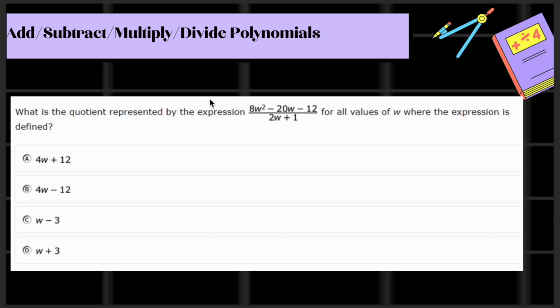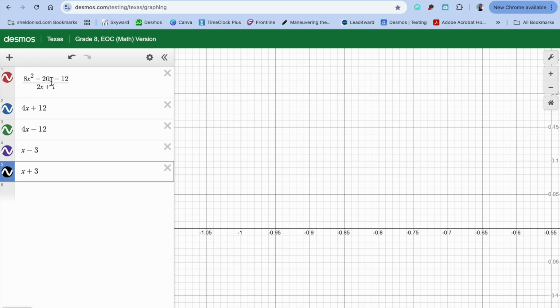We're going to take the expression given in the question and put it in Desmos. All we're going to change is the letter. We're going to change any variable they give me to x when we type it in Desmos. Put in the expression given in the problem, and then I put in each of the 4 answer choices. But instead of w, I typed x.